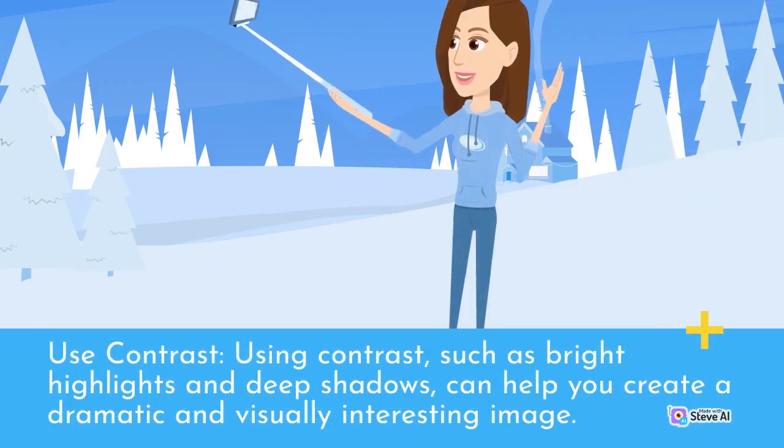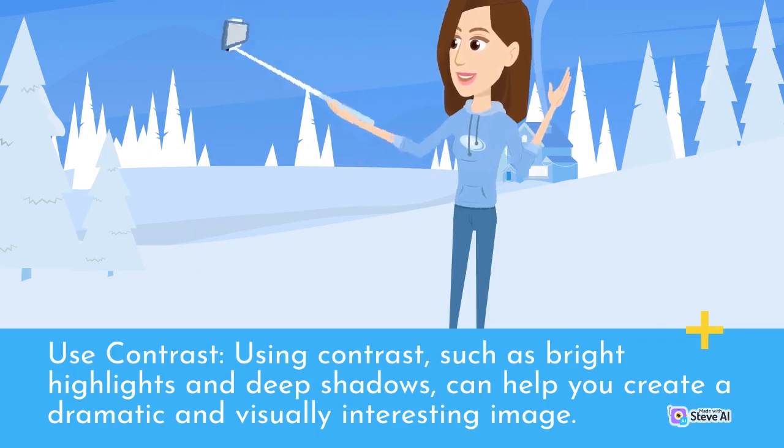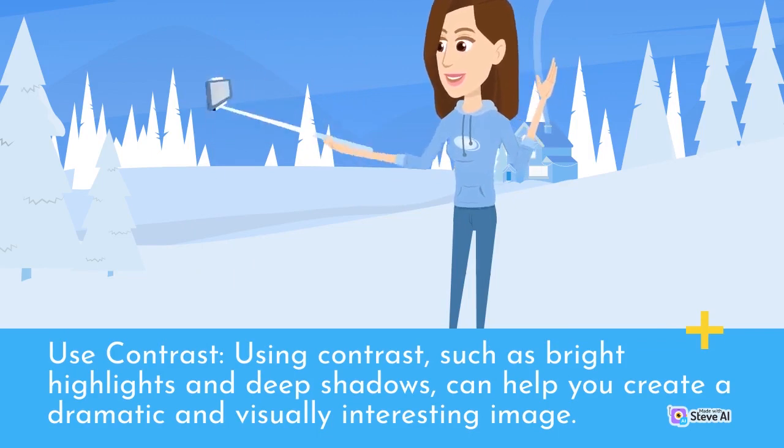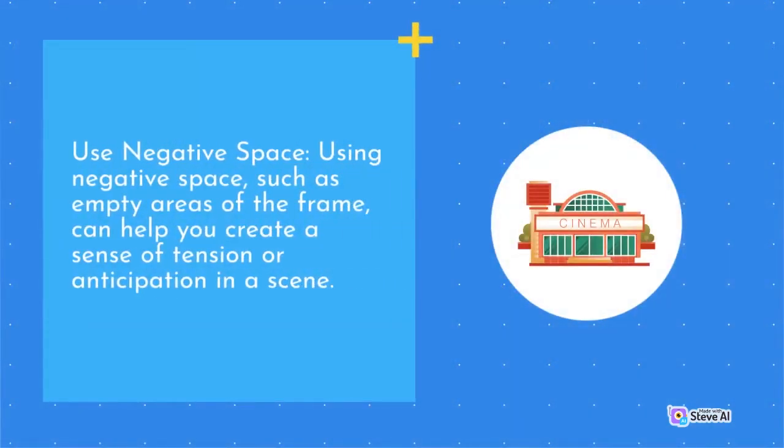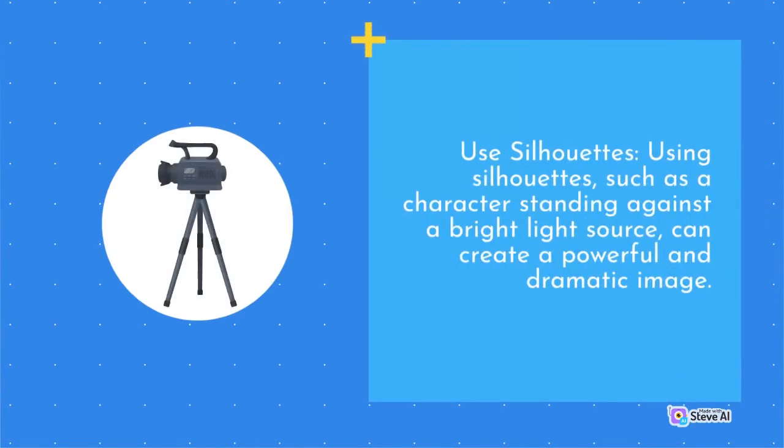Use contrast. Using contrast, such as bright highlights and deep shadows, can help you create a dramatic and visually interesting image. Use negative space. Using negative space, such as empty areas of the frame, can help you create a sense of tension or anticipation in a scene. Use silhouettes. Using silhouettes, such as a character standing against a bright light source, can create a powerful and dramatic image.